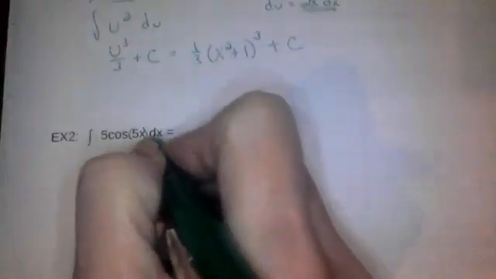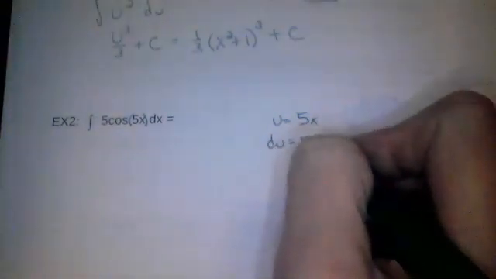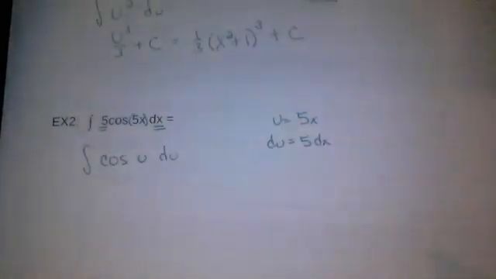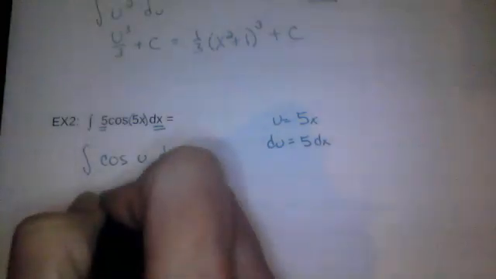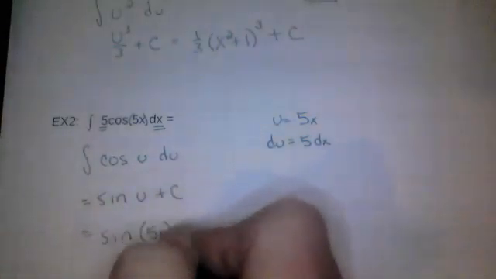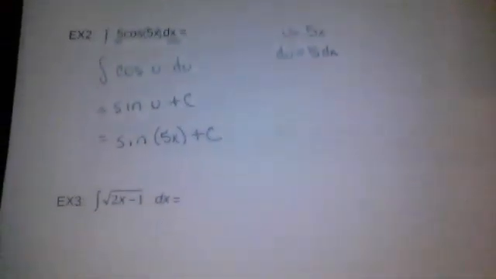All right, in example 2, it looks like the inside function is the angle inside cosine. So we're going to let u equal 5x, so du is going to be 5 dx. Looks like this one matches up well for us too, so we're just going to have the integral of cosine of u du, and the integral of cosine is sine, so we get sine of u plus c, or sine of 5x plus c. All right, so far so good.